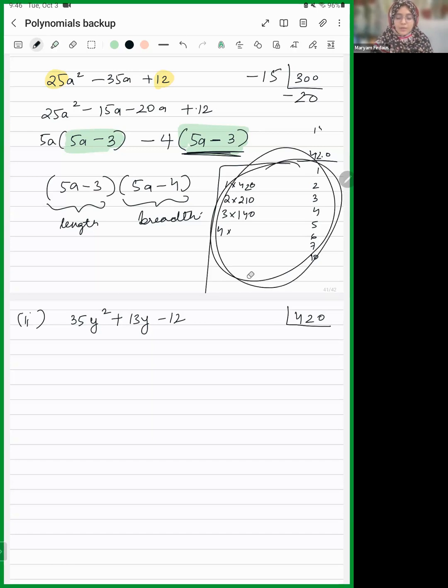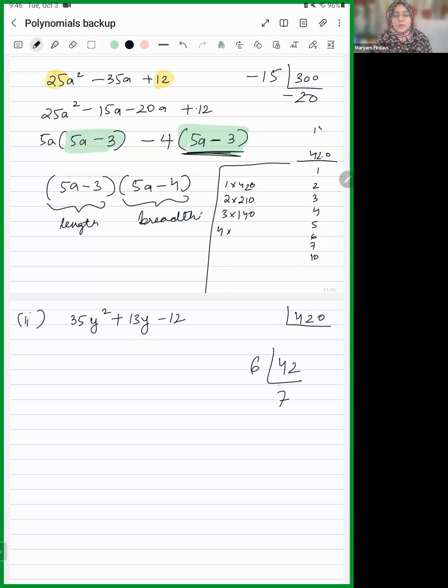So let's think about it like this. 13. Which two numbers can give you 13? So see, if this was just 42, then it would have been easy because you can say 6 and 7. 6 sevens are 42 and 6 plus 7 is 13, right? But it's not. So it's 420.